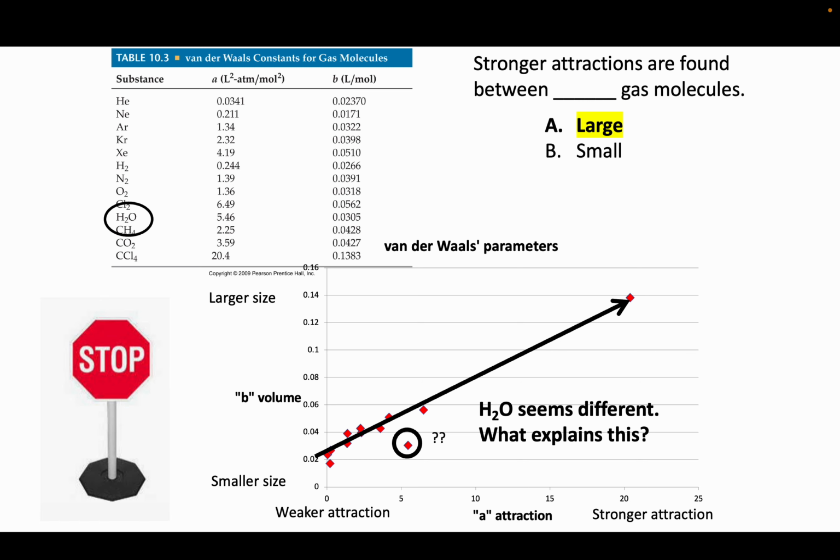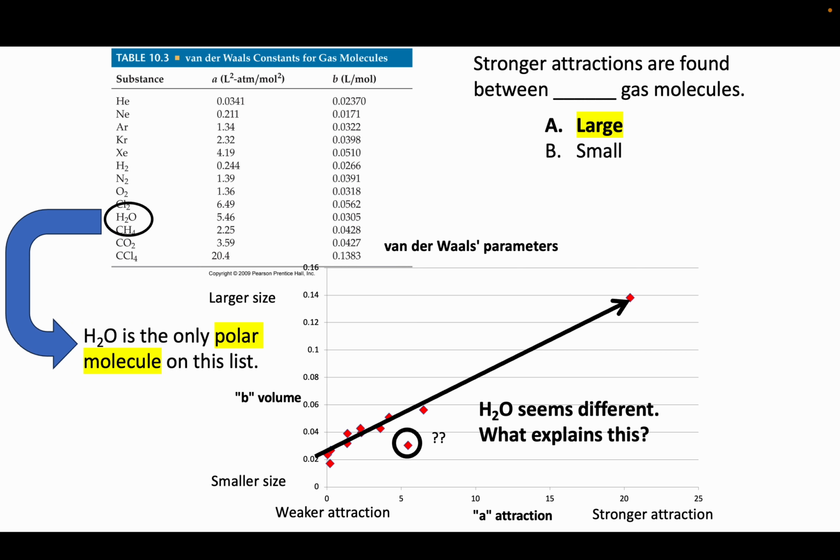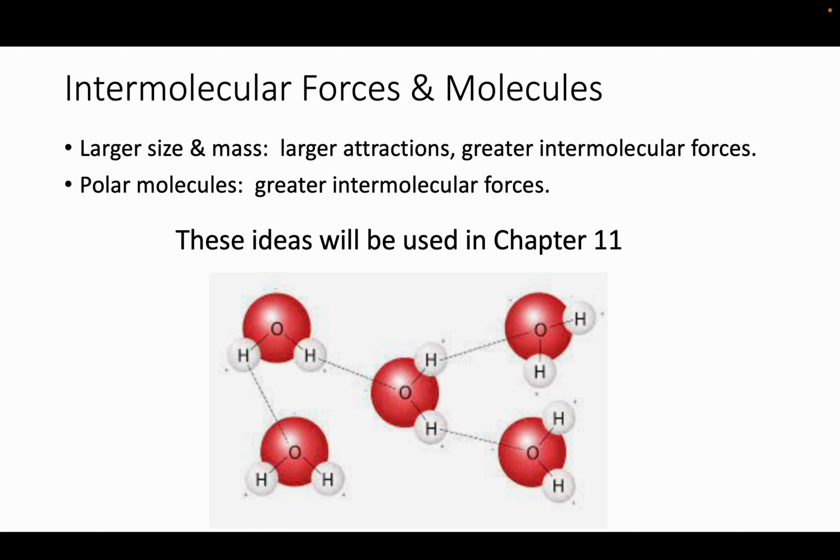What explains this? Why do you think H2O as a substance experiences stronger attractions than its size would suggest? How is it different than the other substances in this list? Looking at the list, H2O is the only polar molecule on the list. So polar molecules seem to be having greater attractions between them than I would otherwise predict. When it comes to intermolecular forces in molecules, it appears that a larger size, larger mass leads to larger attractions and greater intermolecular forces. It also appears that polar molecules are ones that will also experience greater intermolecular forces.